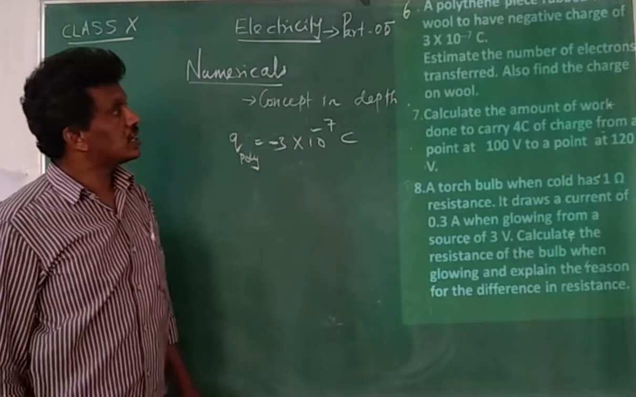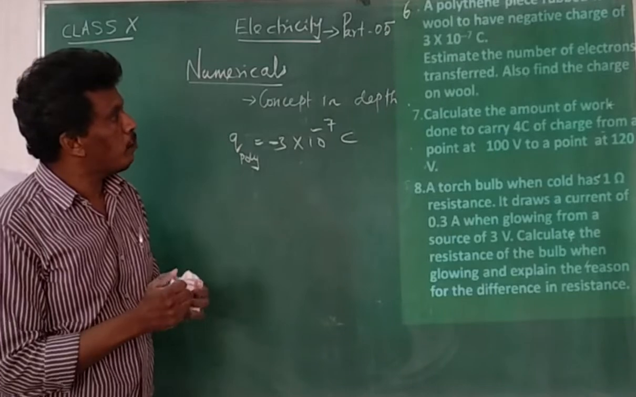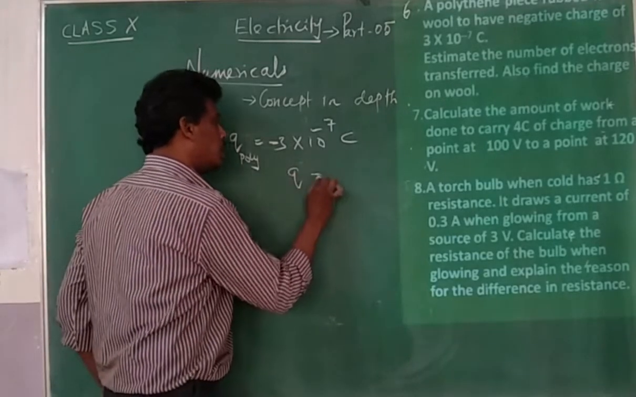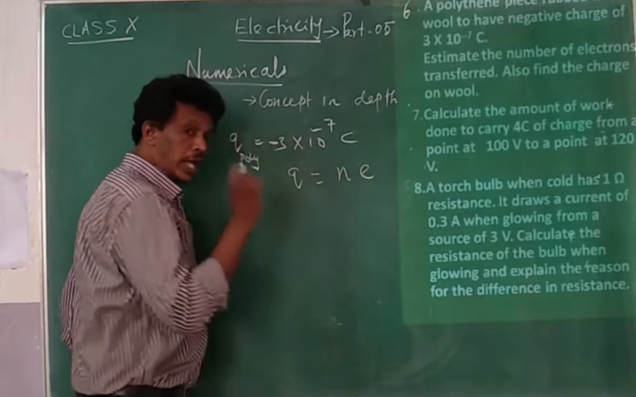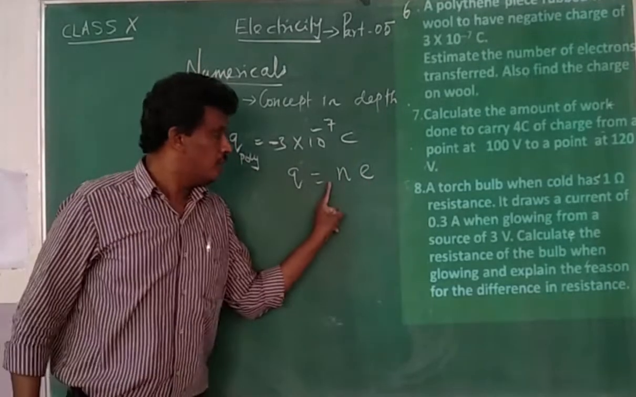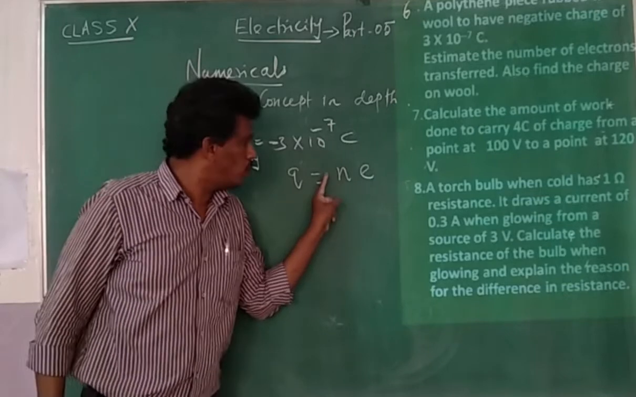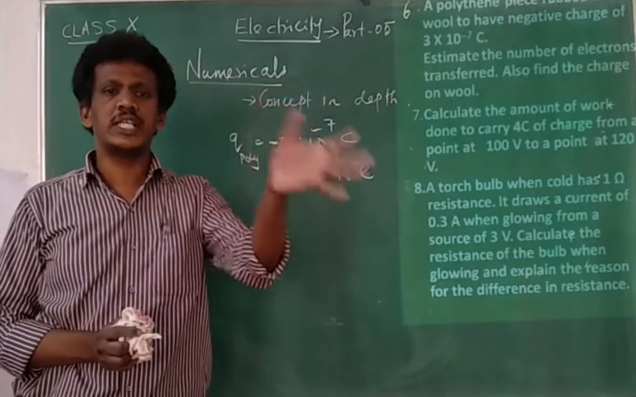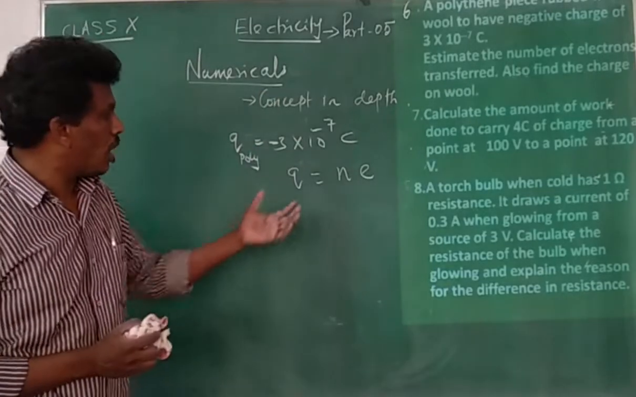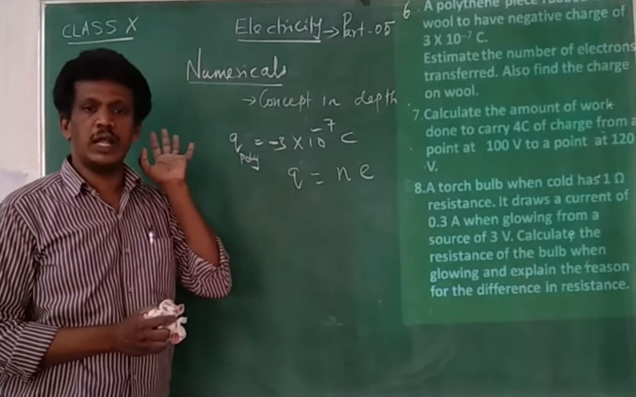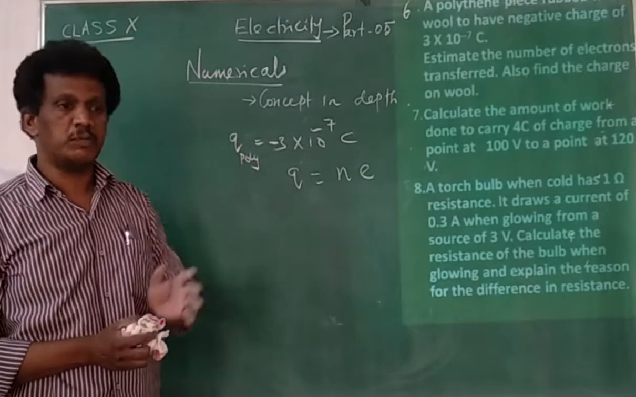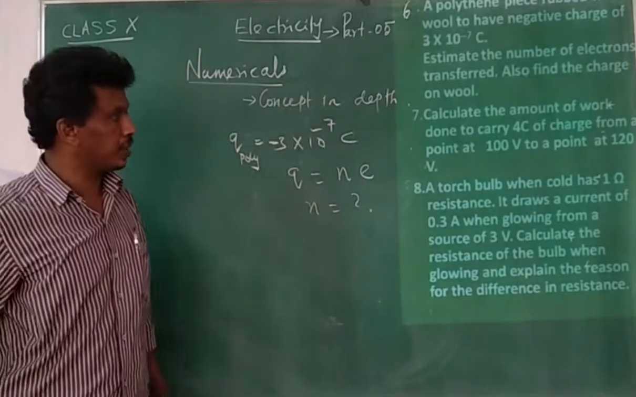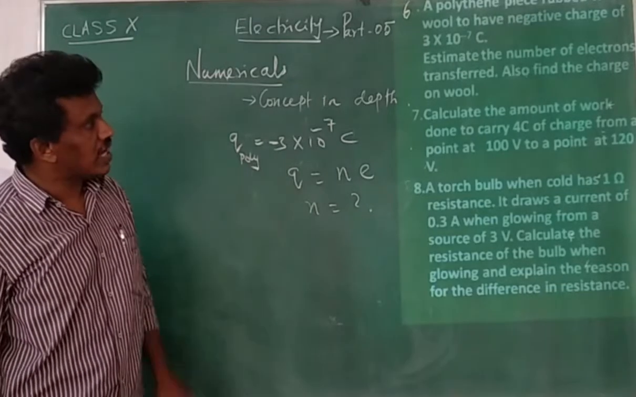What are the things they are asking? Estimate the number of electrons transferred. So what is the basic formula? Q equal to N e. Again and again we are talking about that only. Whenever you are calculating the number, don't put plus or minus. The plus or minus is only the sign of the charge. When you are calculating the number, there is no need to put the plus or minus sign. So automatically you will get the value of N. That is the first part.